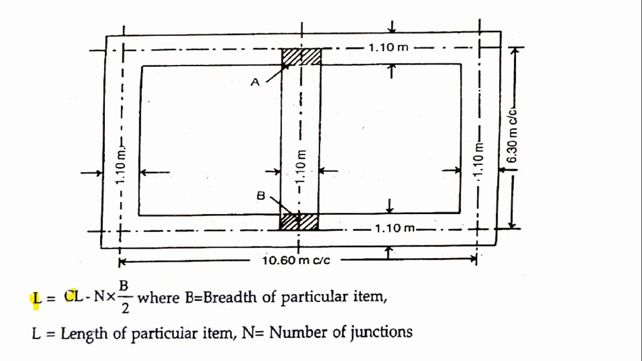Center to center length we have to calculate as L minus N into B divided by 2, where N is nothing but the number of junctions, L is the length of the particular item, and B is the breadth of the particular item. In this way we are going to calculate the quantity.